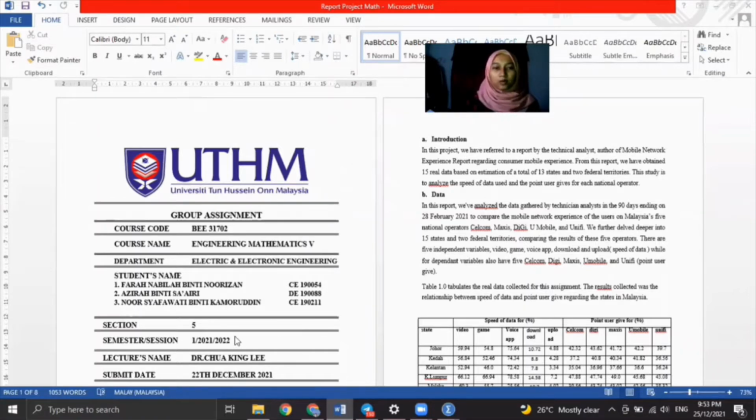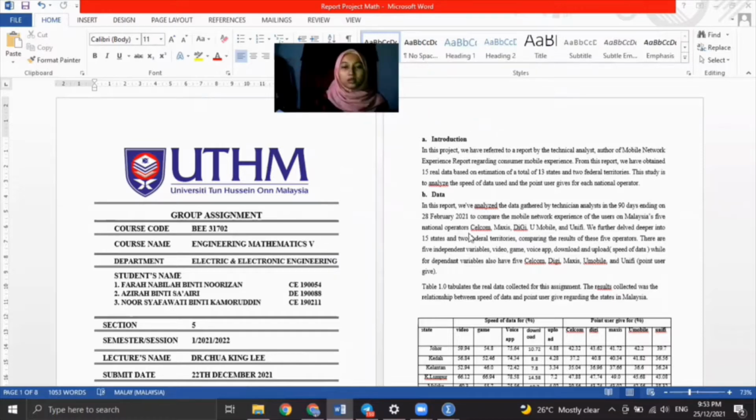So today me and my group are going to present about the group assignment for Engineering Mathematics 5. So this is the introduction. In this project, we have referred to a report by the technical analysis, an author of mobile network experience. The report is about consumer mobile experience, and we have obtained 15 real data based on an estimate of a total of 13 states and 2 federal territories in Malaysia.